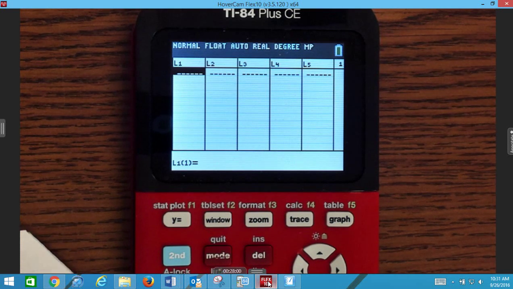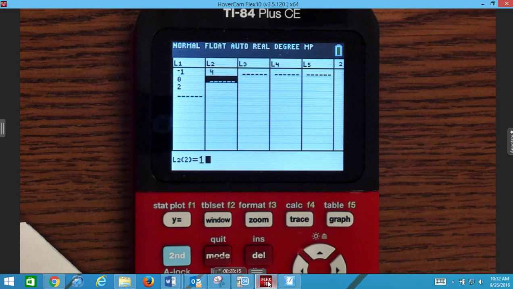So what are my 3 x's for number 5? -1, 0, 2. And I look at my list 2, those are my y values. 4, 1, 7. Now, all we have to do is find the equation.